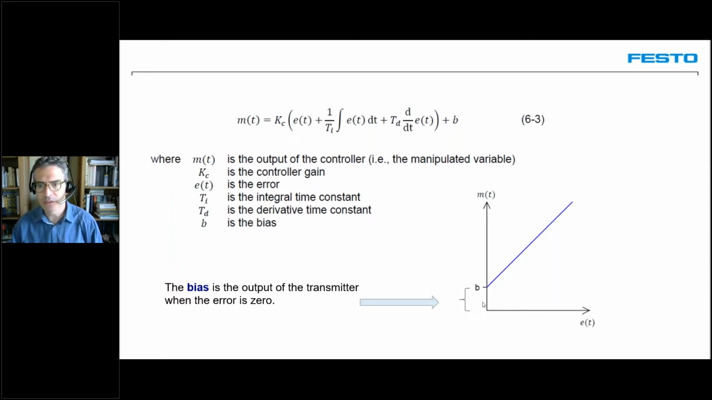The bias is, as I was telling you, the value that we have to send out of our controller when the error is 0. So we have the error here, and as you can see, as the error increases, the response of our controller will increase also.